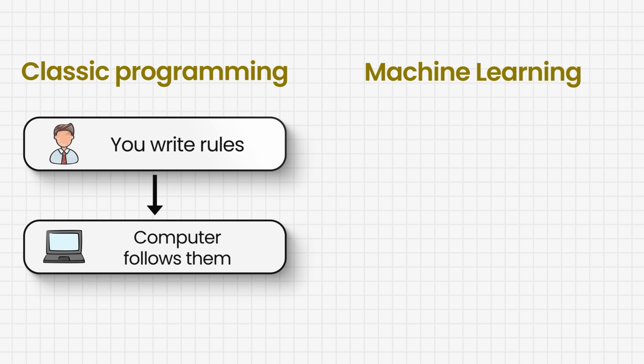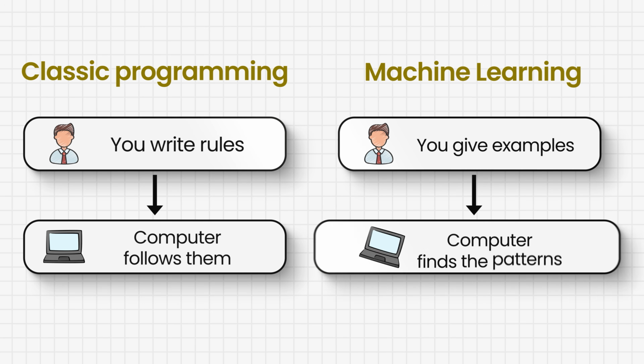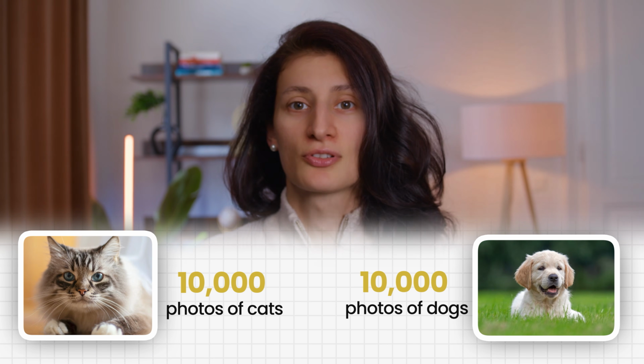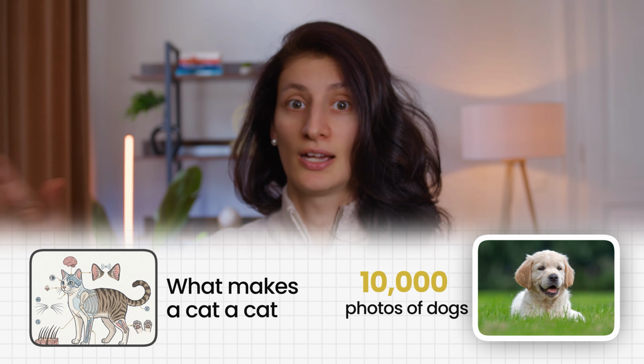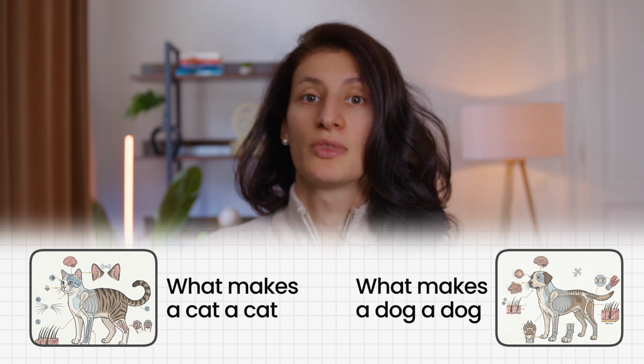Machine learning is completely different. You give the computer examples and the computer finds the patterns just by looking at and analyzing the examples. So for example, you show it 10,000 photos of cats and 10,000 photos of dogs, and it figures out on its own what makes a cat, what patterns and characteristics differentiate it from the dog. You never wrote a single rule or instruction for it to follow. It learned from pattern recognition. That's the core idea of machine learning.